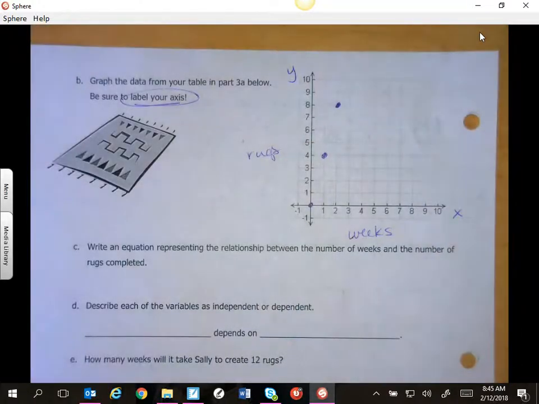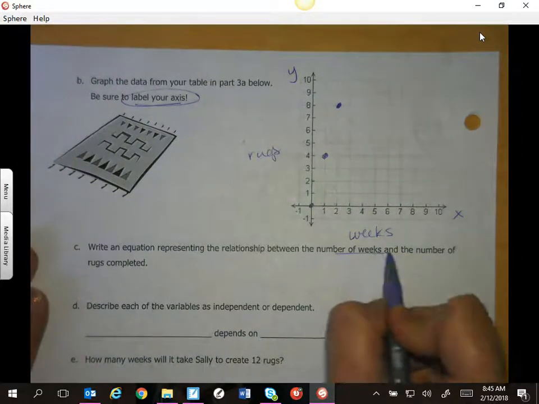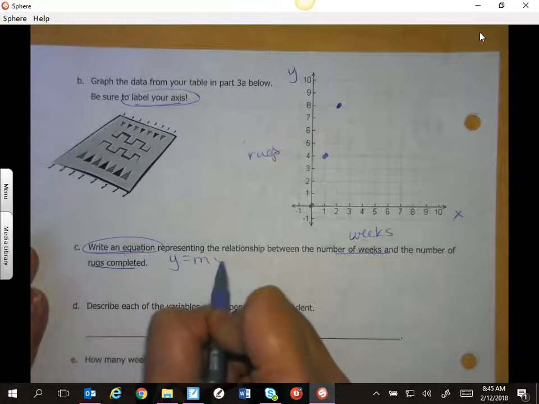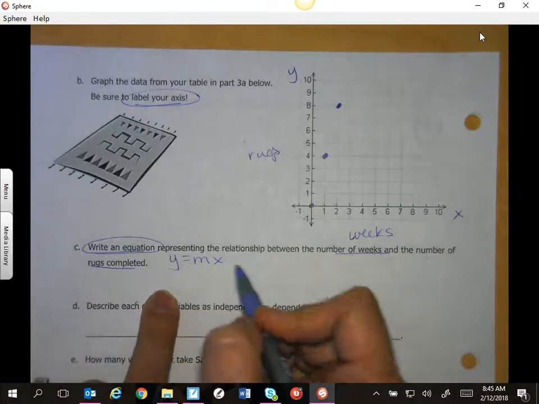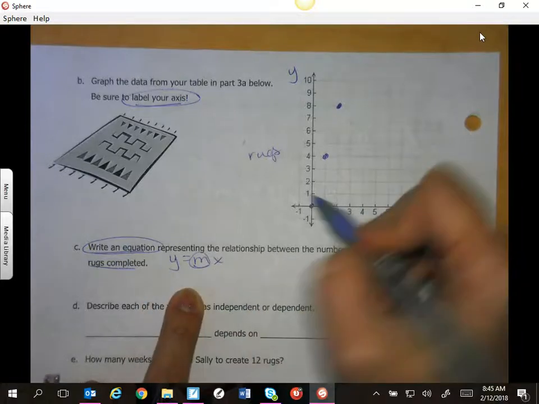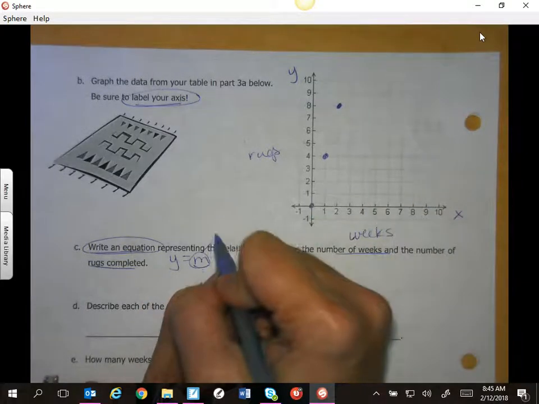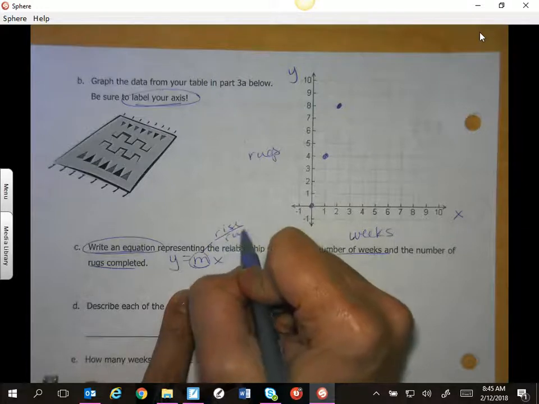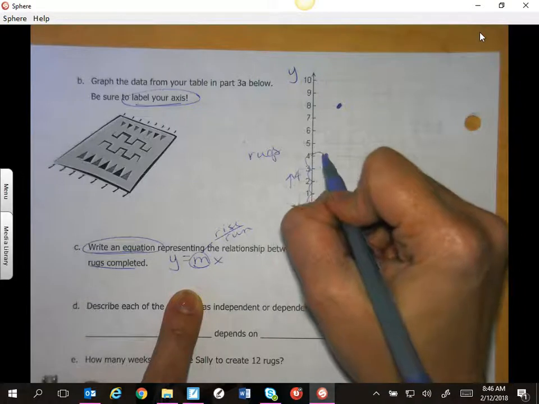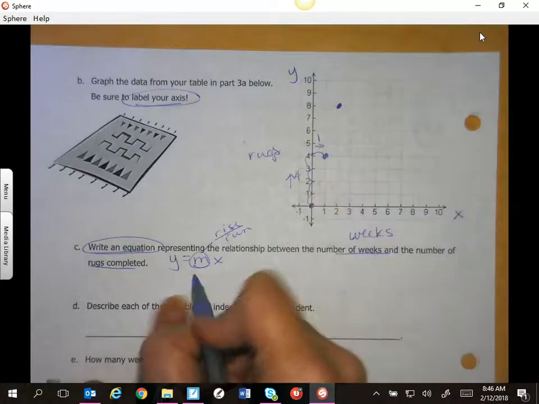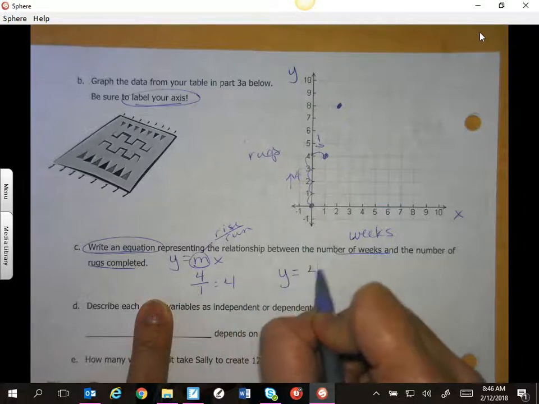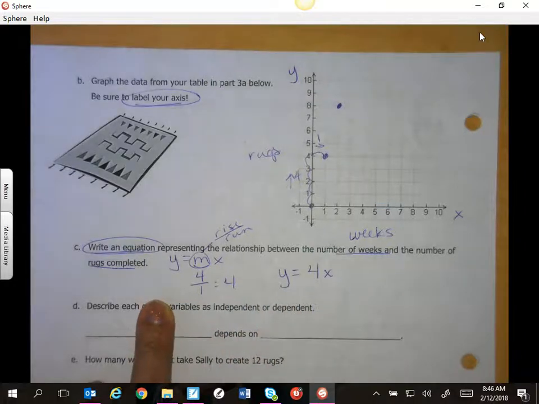Write an equation to represent the number of weeks and the number of rugs. So remember the equation, Y equals mx. We just said on the front our M was 4, and you can see it here, right? Remember, that's your rise over run. So we're going 1, 2, 3, 4 rugs in 1 week, right? So 4 over 1, which is the same as 4. So we can write Y equals 4x.